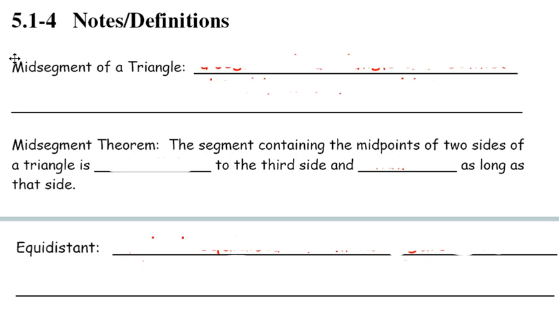All right, welcome to notes 5.1 to 3. Despite what it says up here, we are doing 5.1 to 3. And this entire unit, Unit 5, is all about triangles.